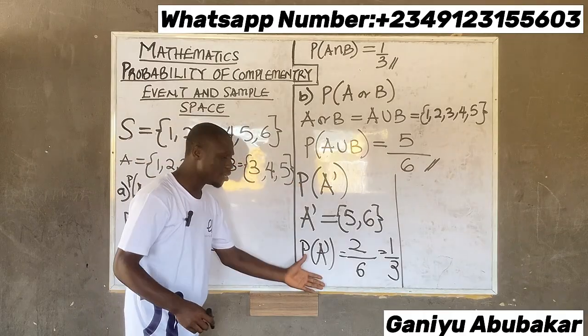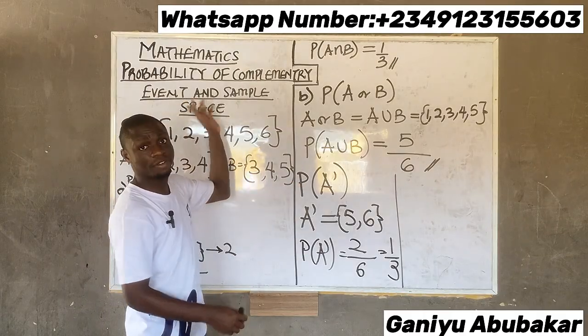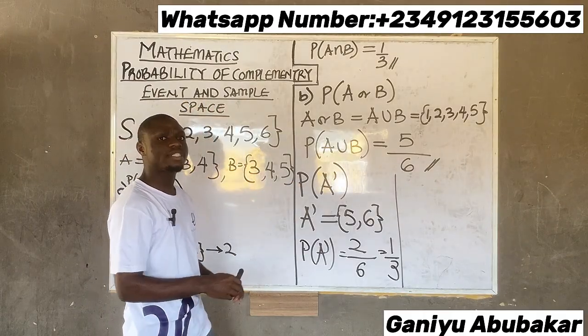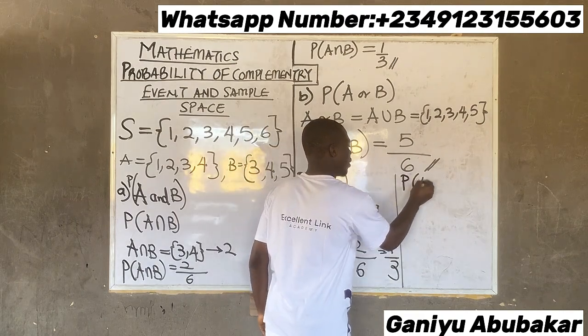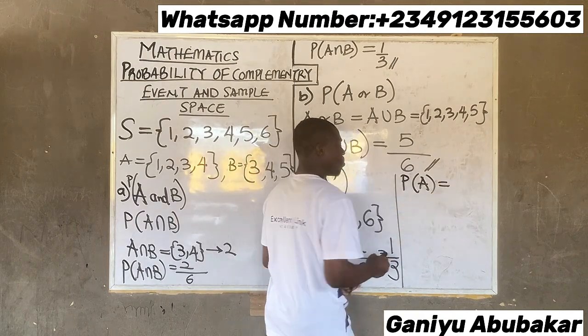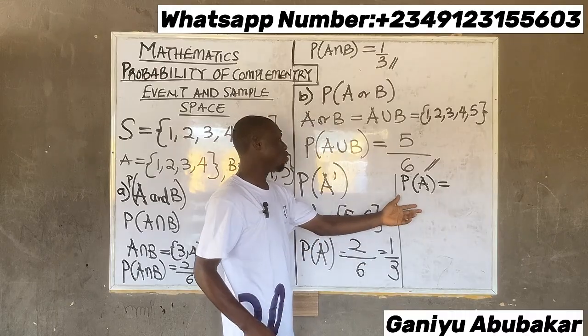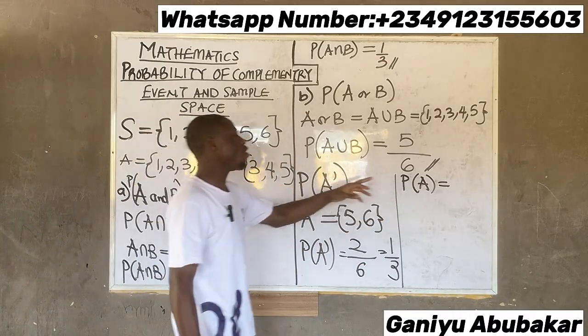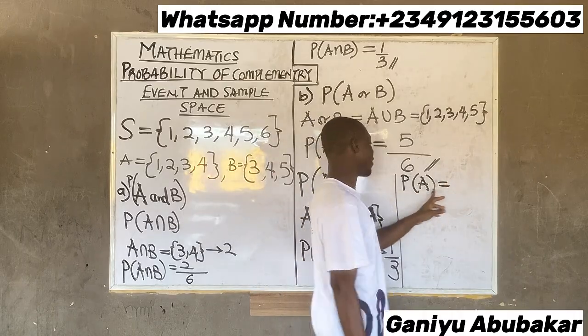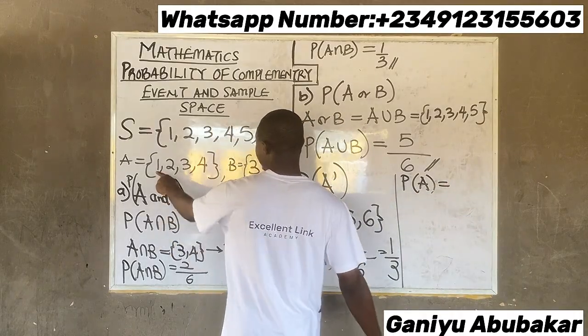This is how to find the complement event, right? So let's say we are asked to find the probability of A alone. The probability of A alone is simple. The probability of A means the number of possible outcomes of that event. Event A, how many outcomes does event A have? 4 outcomes.